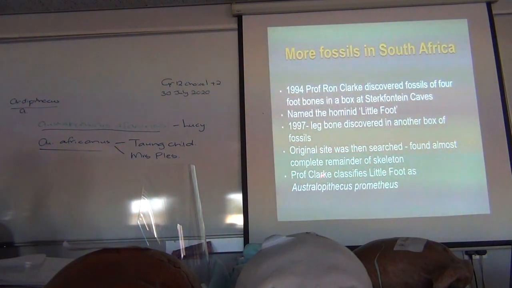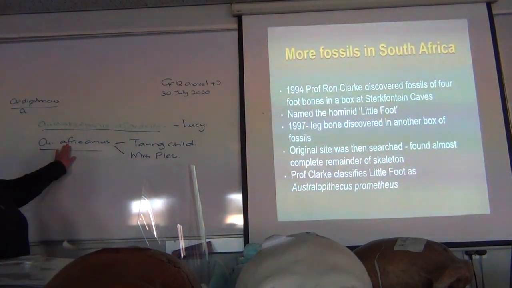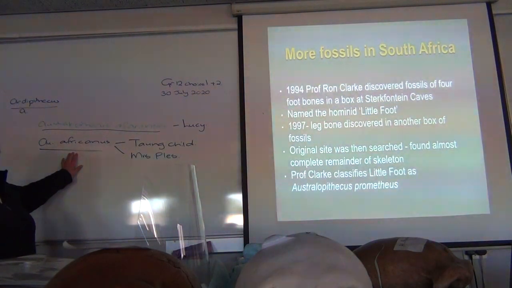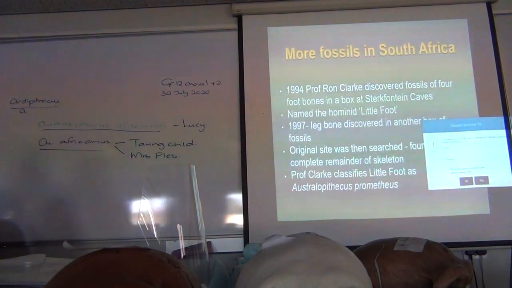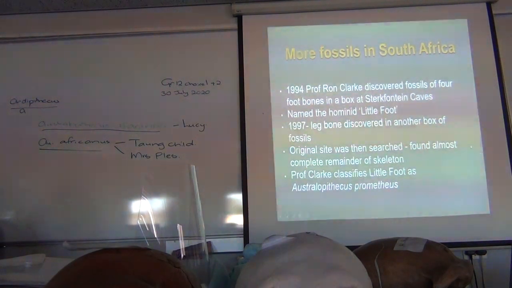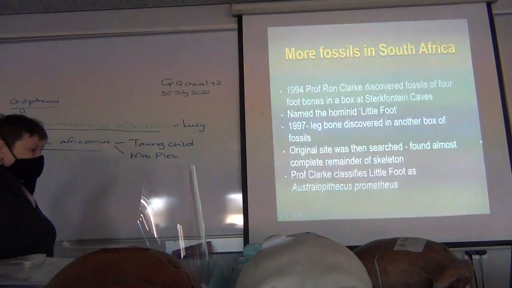He has a lot of arguments which say it is not Australopithecus africanus. He feels that there are some differences between Littlefoot and Australopithecus africanus. And so he has classified it as Australopithecus prometheus. But it's okay to call it either one.